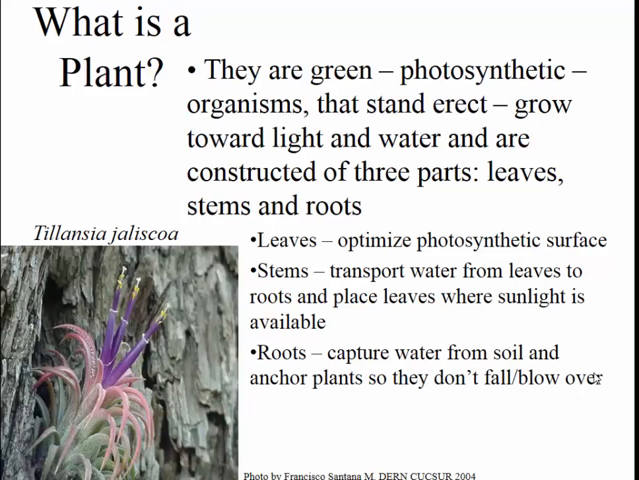What is a plant? These are photosynthetic organisms that grow toward the light and toward the water. They are constructed of three major parts in most cases. They have leaves, stems, and roots. Leaves optimize photosynthetic surface area. They reach toward the sun, locate themselves strategically to capture sunlight, as well as absorb carbon dioxide from the atmosphere.